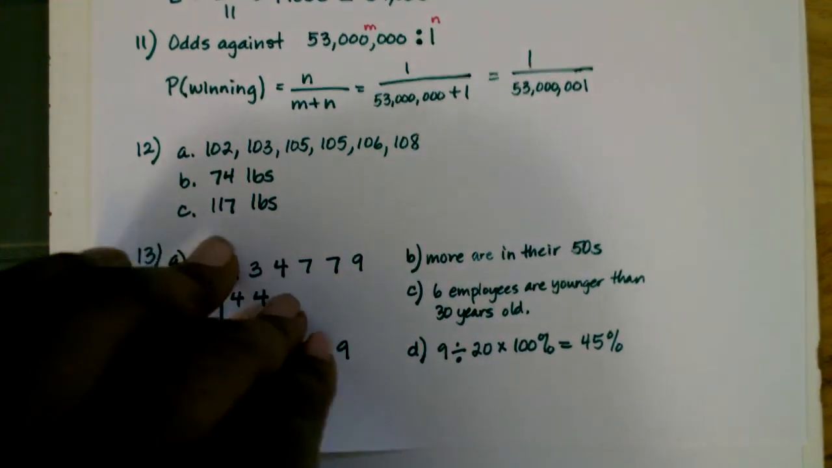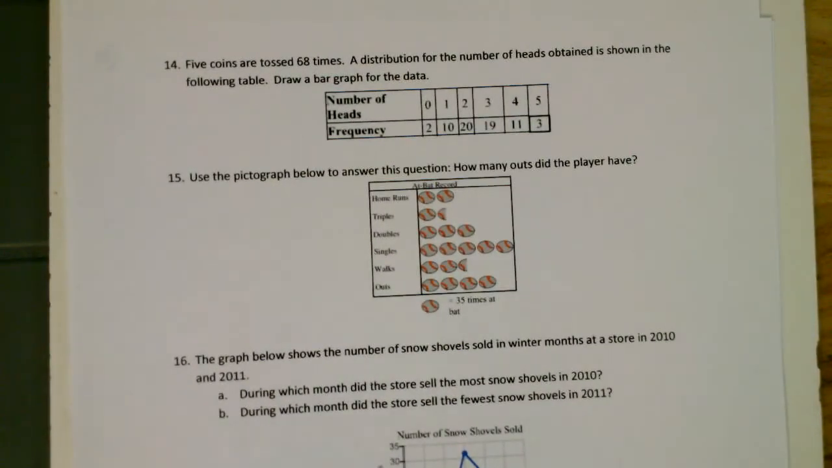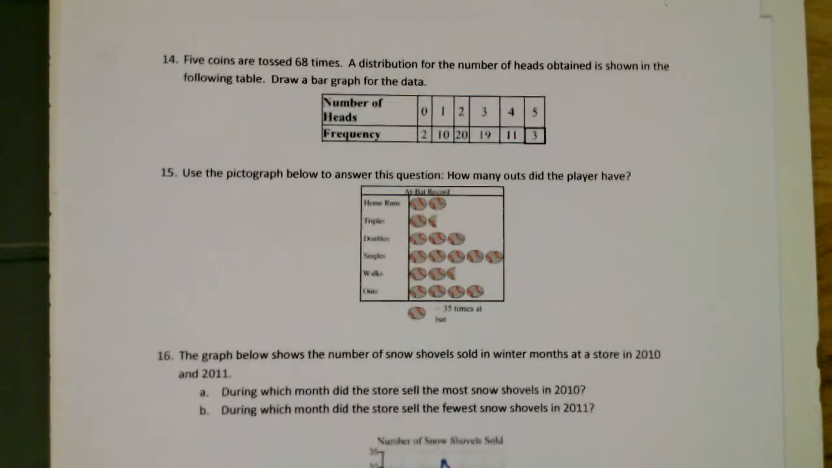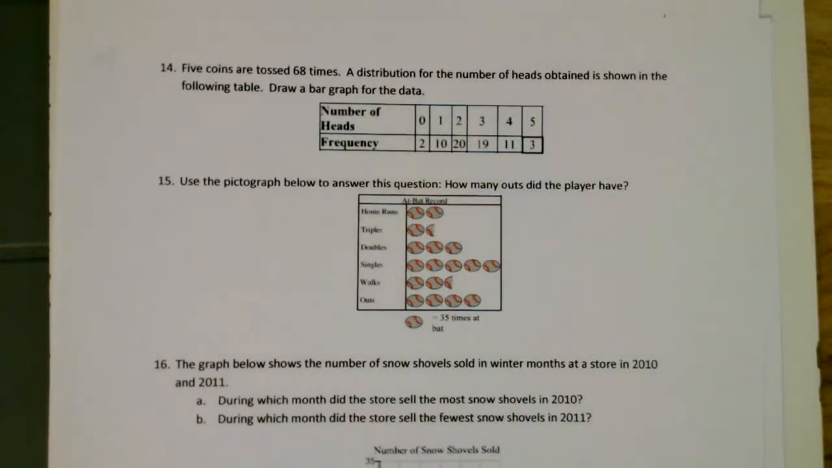Now let's move on to problem number 14. Problem number 14. Five coins are tossed 68 times. A distribution for the number of heads obtained is shown in the following table. And I want to draw a bar graph for that data. Okay. So here's a table right there.